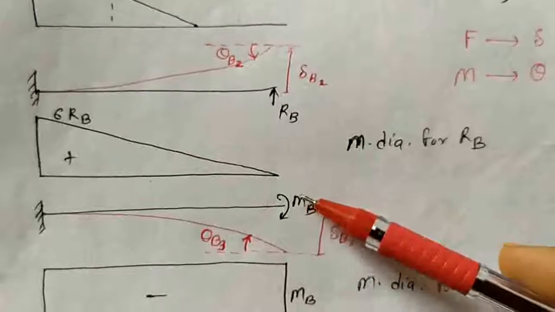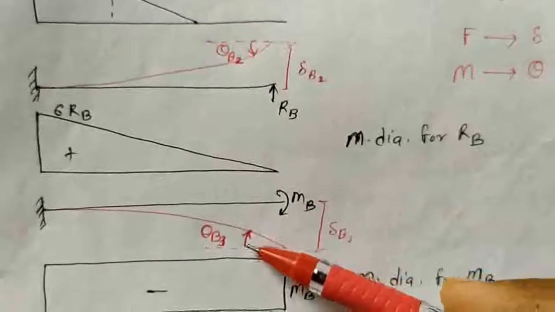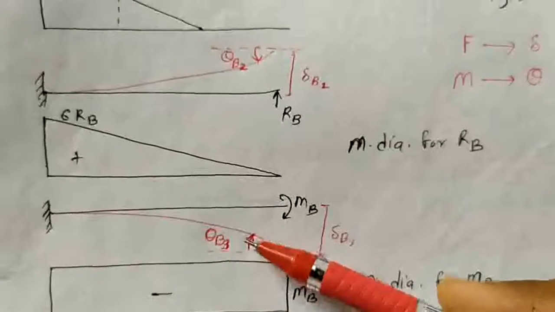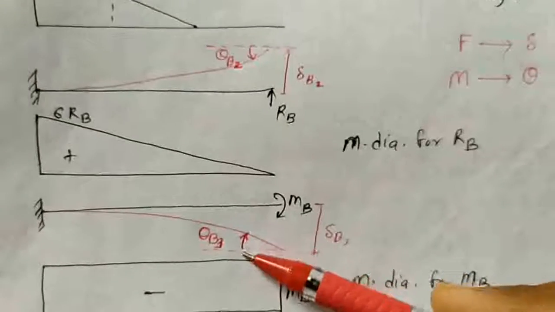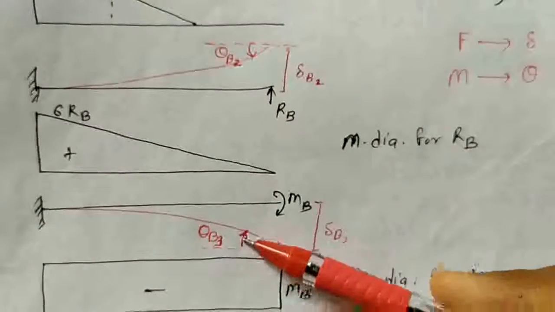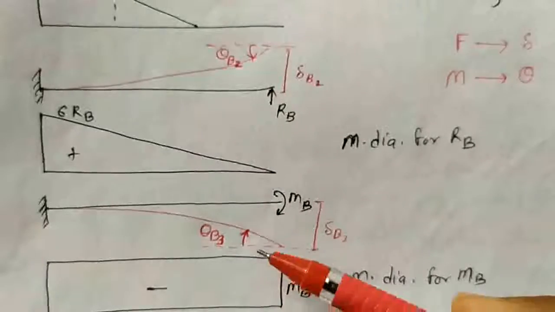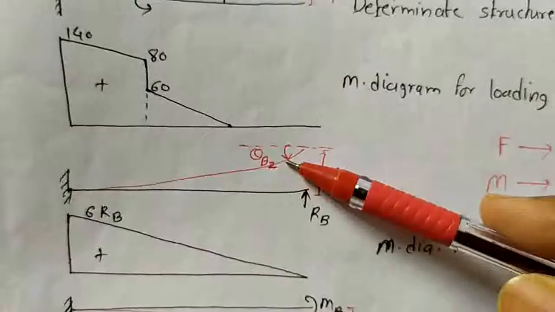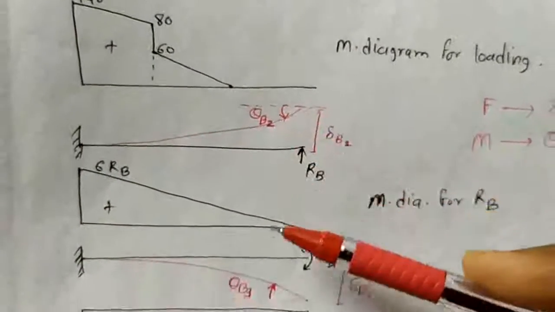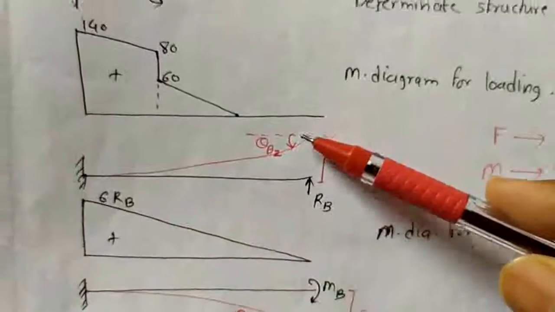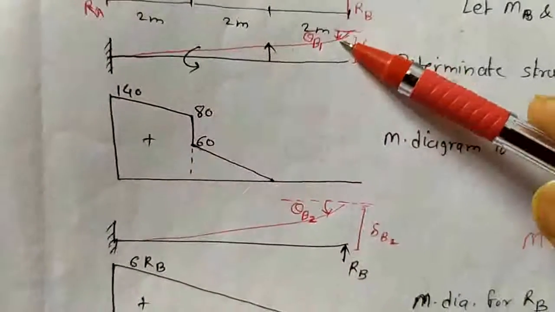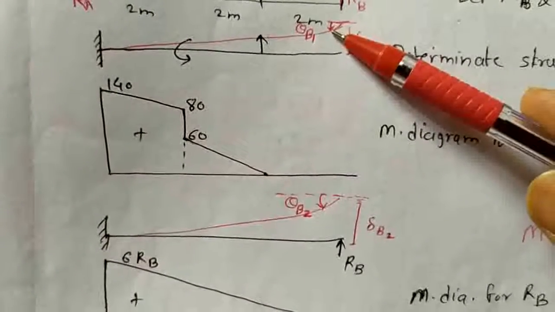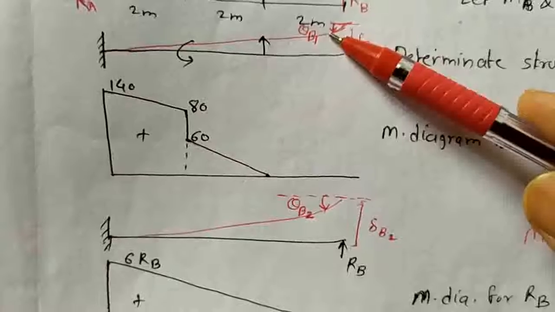Because of this unknown, we are getting a rotation in a clockwise direction. So take this rotation as positive. That's why theta B3 we are treating as positive, and this theta B3 is going in a clockwise direction, take it as positive. Here theta B2 is going in anti-clockwise direction, that is opposite of B3, that's why take it as negative. Here theta B1 is also going in anti-clockwise, that is opposite of theta B3, that's why take it as negative.